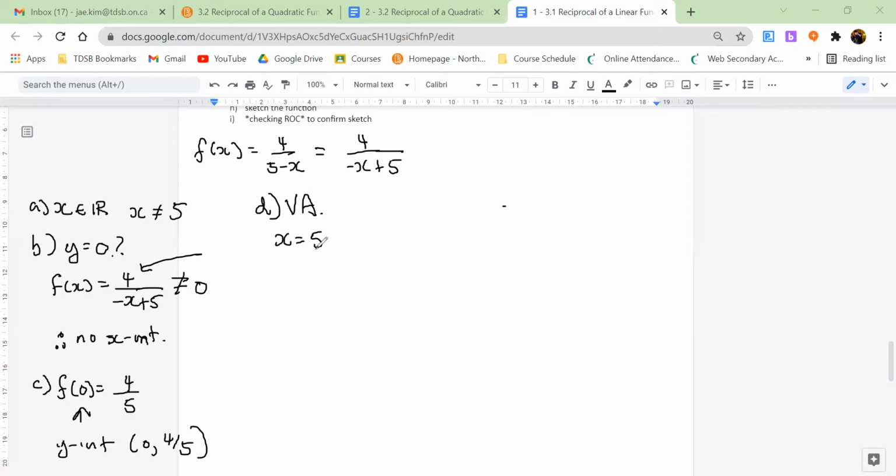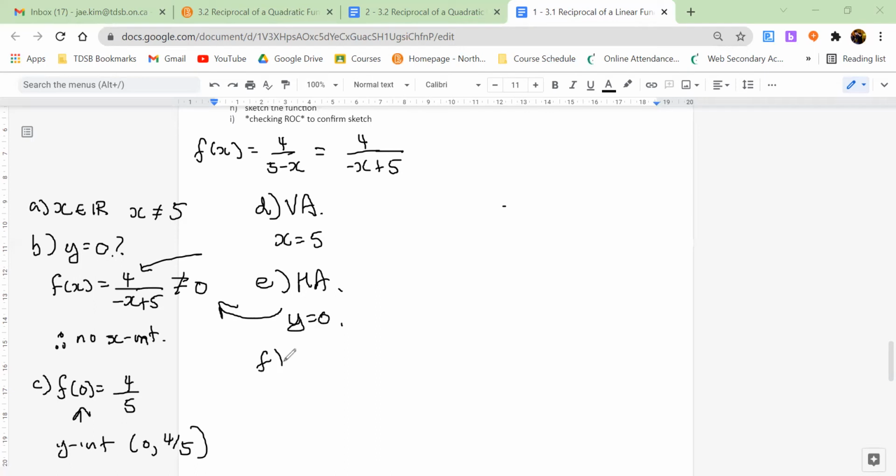Okay. Vertical asymptote, X is equal to 5. Part E, horizontal asymptote. Again, you will see how to identify this differently at a later date. But for now, it is easiest to check what is the value that Y cannot equal. Y cannot equal 0. So we're going to have a horizontal asymptote at Y equals 0.